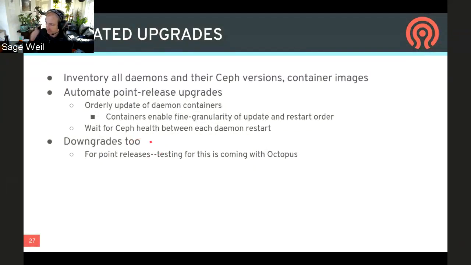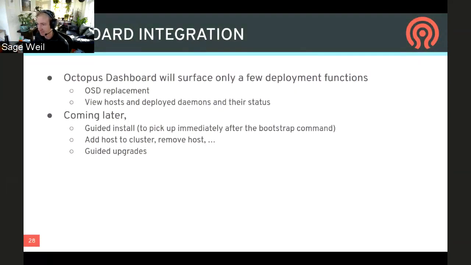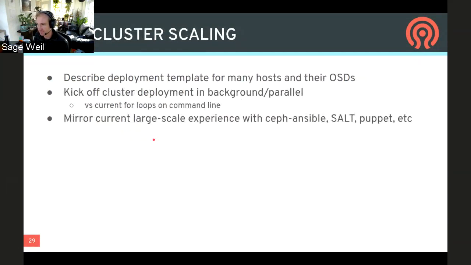That's what I was working on this week, basically to automatically go and redeploy containers on a per daemon basis in the right order and so on. The other thing is right now the dashboard is initially only going to know how to do a few different things with the orchestrator, like replacing OSDs, but eventually we want to do more. Paul Cuzner in particular wants to figure out if you can do a guided install, focus on that so that after that bootstrap step, you can go to that URL and deploy the rest of the cluster using sort of a GUI wizard thingamajig. We'll see how that goes.